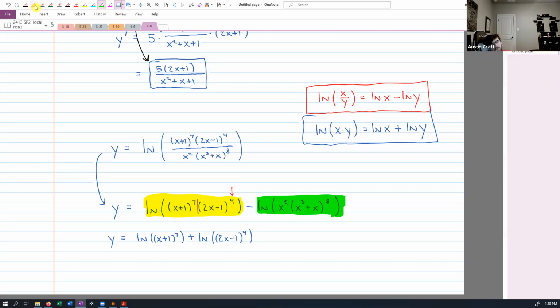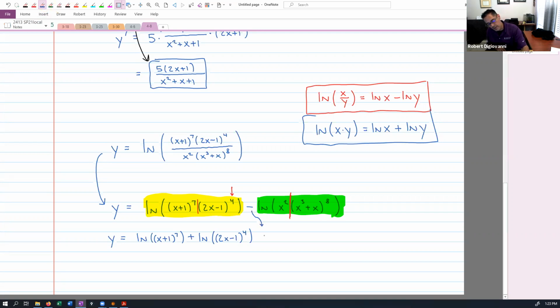Then it's going to be minus. See that product again in between the x squared and the x cubed plus x to the 8th? We have another product there. Not the product rule. I'm going to use the property of logs that I'm going to expand it out. Now, what about this minus sign? This is very important here. That's a minus, right?